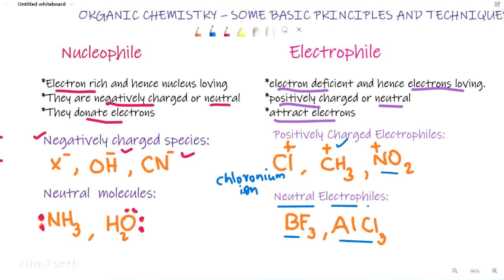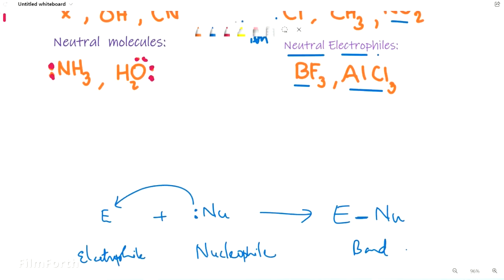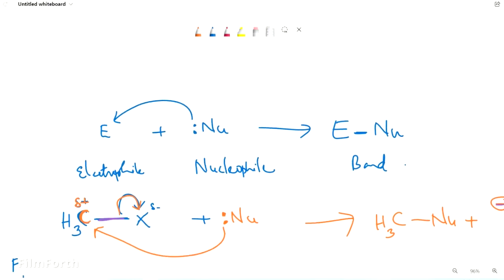Now let us look at a chemical reaction taking place between an electrophile and a nucleophile. How is it represented? Look at the reaction written here. E represents an electrophile and Nu represents a nucleophile. Nucleophiles, as you know, have an additional electron pair. When a reaction takes place, this electron pair moves towards the electrophile because it doesn't have electrons. So the electron pair from the nucleophile moves towards the electrophile, and a bond is formed between the electrophile and the nucleophile.